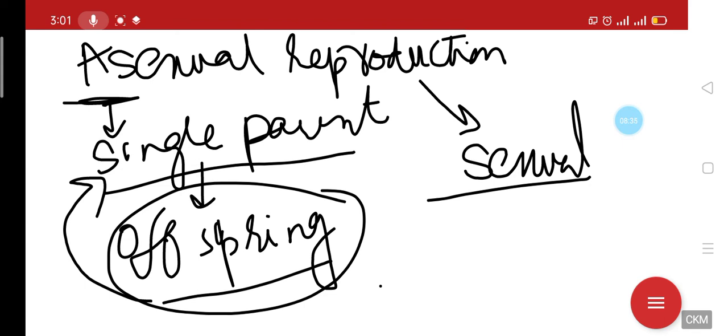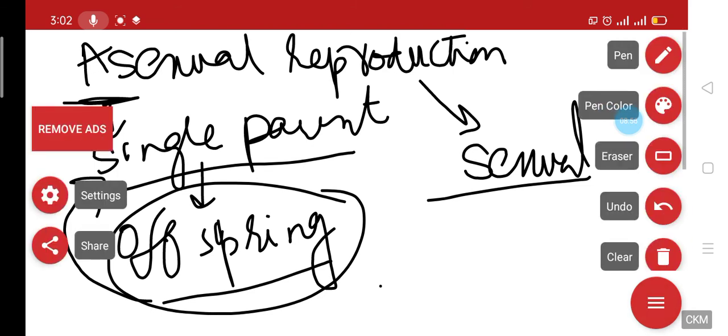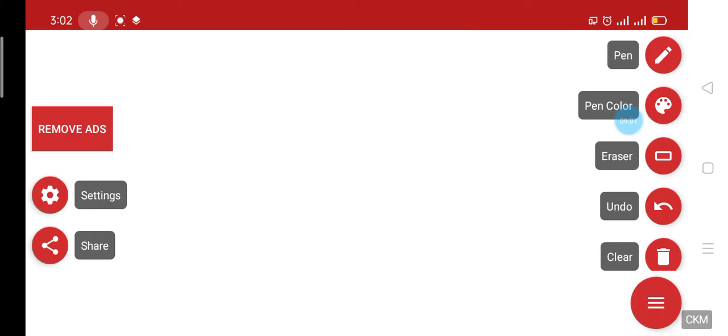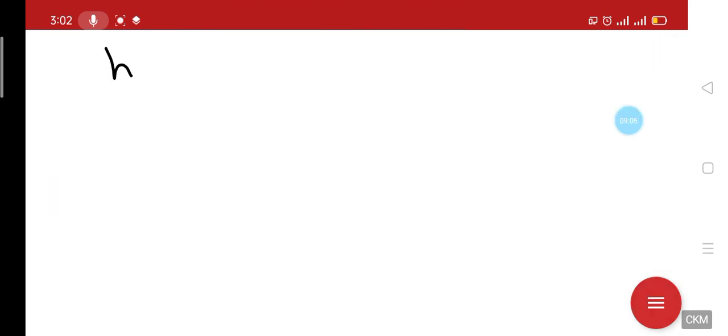In asexual reproduction, mitosis is also helping to produce the new offspring. Basically, asexual reproduction occurs with the help of mitosis. Now let's discuss an example. Students, if we look at an example of asexual reproduction, there is the hydra, a living organism that lives in seawater.